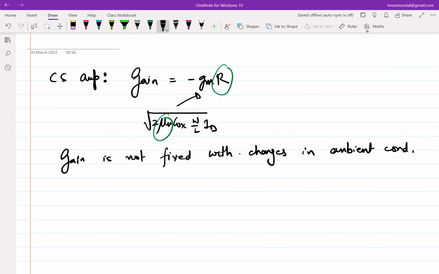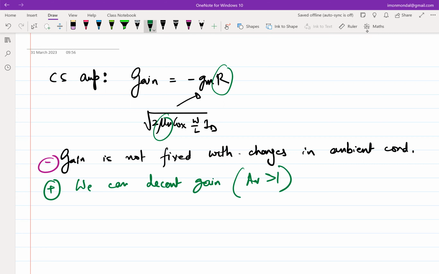But the good thing is it at least gives you amplification. You can get a decent amount of gain from a CSM. So this is a negative aspect. What is a positive aspect? The positive aspect is we can get decent gain, right? That means AB is greater than 1. So this is good, but the negative aspect is that the gain is not stable.